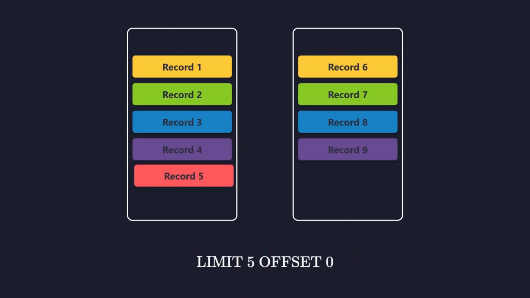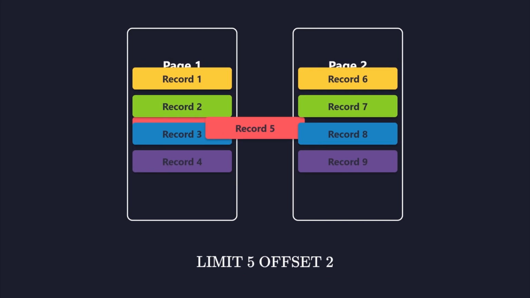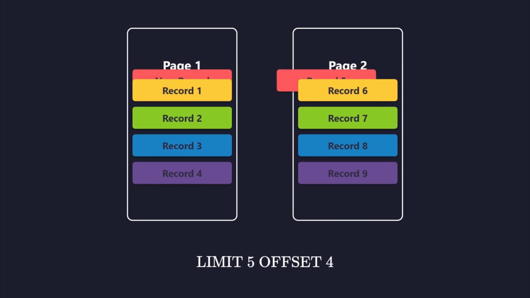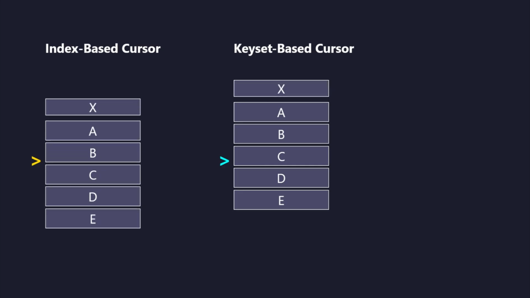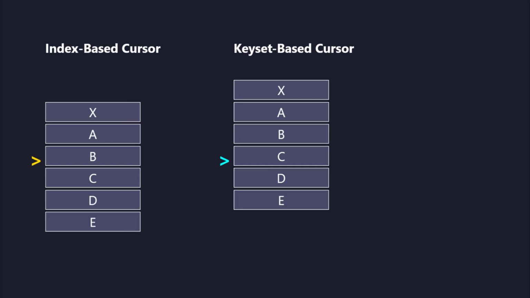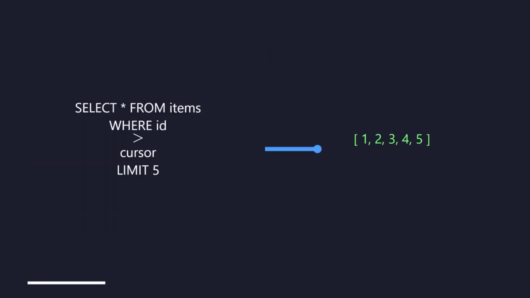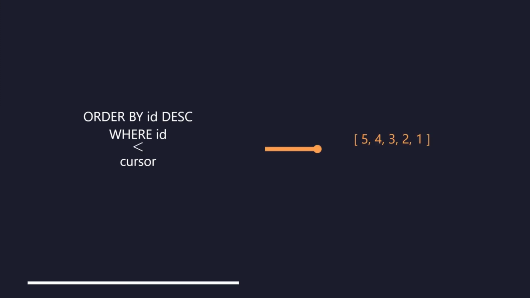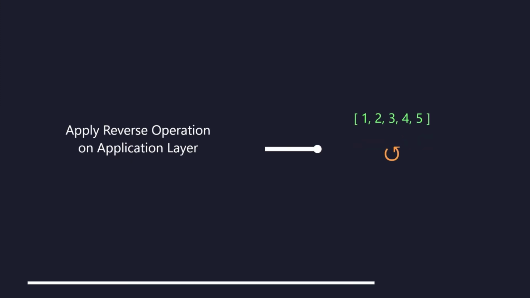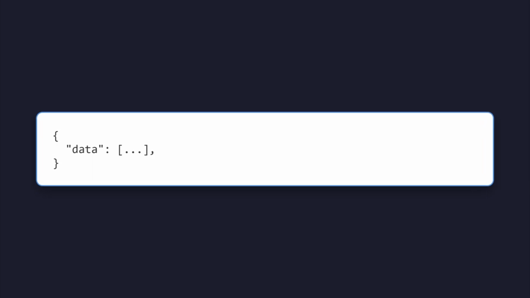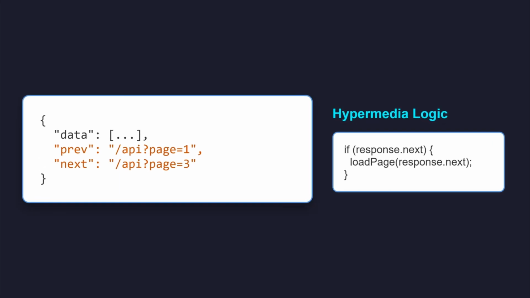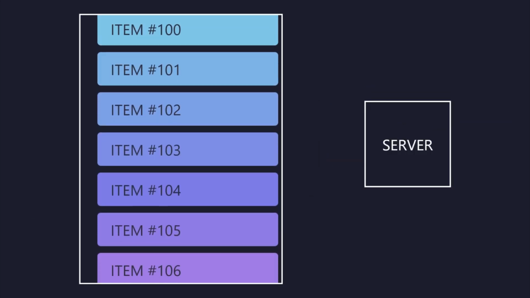Offset pagination suffers from drift when new records are inserted on page 1, causing the same item to appear on subsequent pages. Keyset cursors are immune to drift. Because the query is bound to a specific value, insertions or deletions do not shift the result window. To navigate backwards with keyset pagination, reverse the sort order and the comparison operator, then flip the result set in your application. Include next and previous cursor links in your application programming interface response. This follows hypermedia principles and simplifies client-side logic.